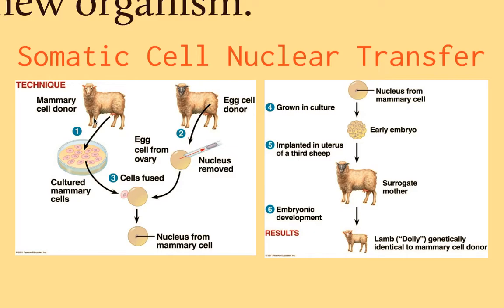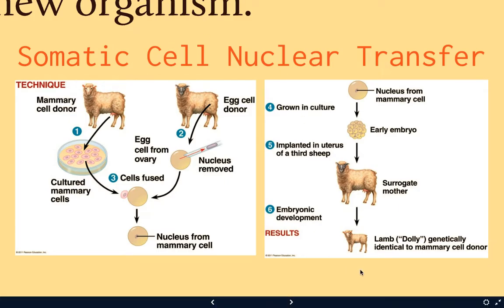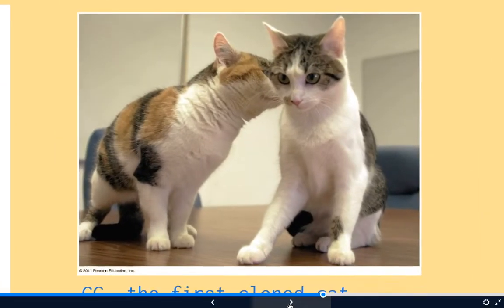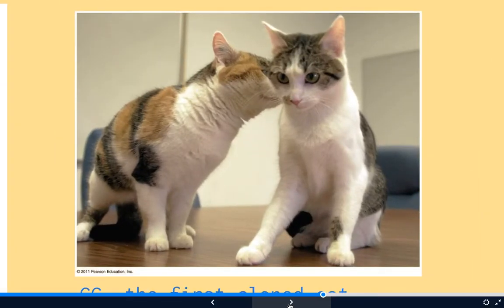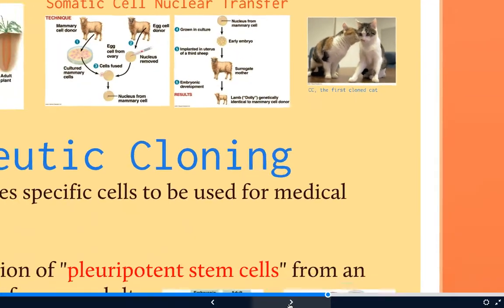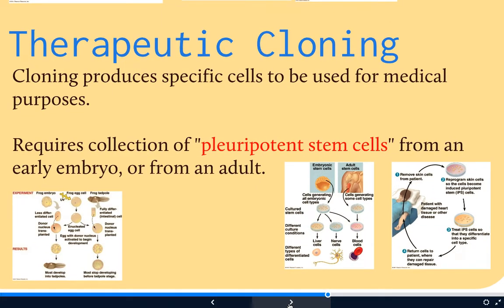It is not. This took basically 365 tries to actually be able to clone Dolly successfully. That means all of the other 364 embryos died first. Well, we have cloned cats. Here's CC, the first cloned cat. We've cloned most things.